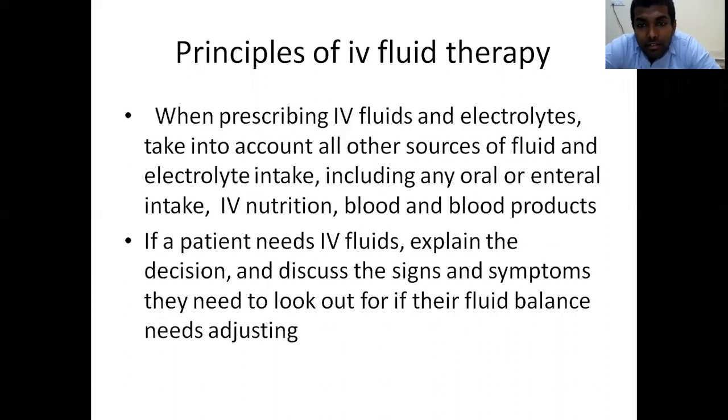Now, when prescribing IV fluids and electrolytes, we need to take into account the other sources of the patient's intake, any oral or enteral intake or IV nutrition or any blood or blood products that we might be giving. If a patient needs IV fluids, we need to explain this to the patient. We need to discuss the signs and symptoms that they need to be looking for in their body.